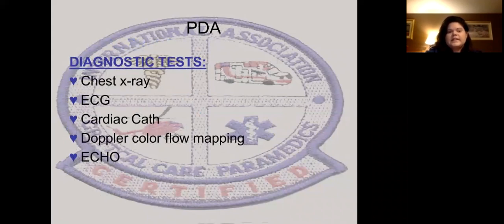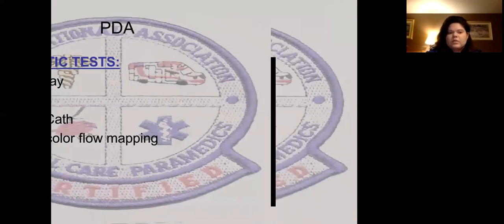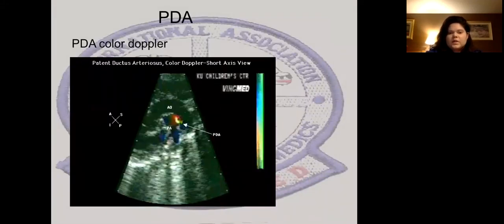So some diagnostic tests, and you'll see this over and over again in this presentation. You're going to get the chest x-ray and EKG. They may do a cardiac cath. They could do Doppler color flow mapping or an echo. So this is the color Doppler, and it just shows that there's a mixture between oxygenated and deoxygenated blood and where it's at.